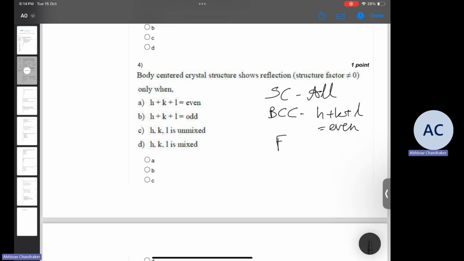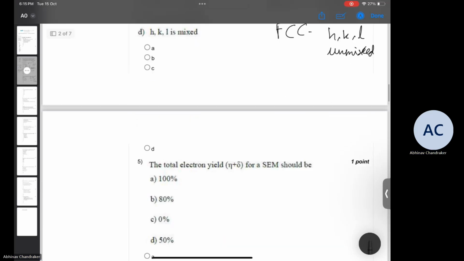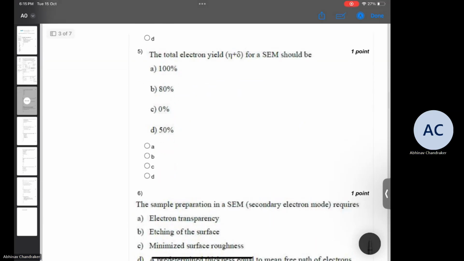In case of FCC also, we had made the calculation, and there we had seen that HKL unmixed will give you some intensity, that is, they will have a non-zero structure factor. For all others, that is HKL mixed, we'll not be able to see peaks. So our correct answer here is A. The next question is, the total electron yield for a SEM should be.